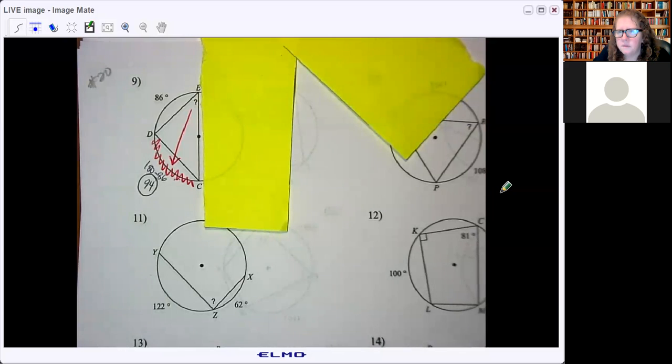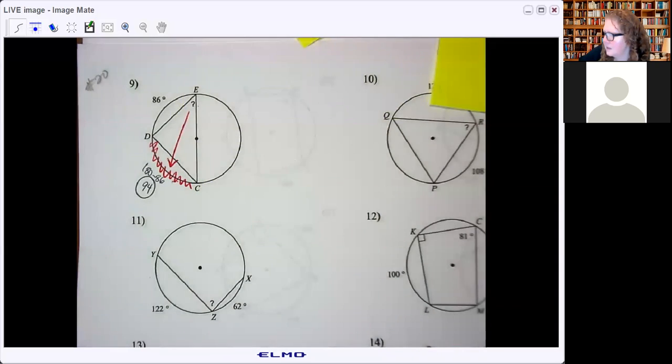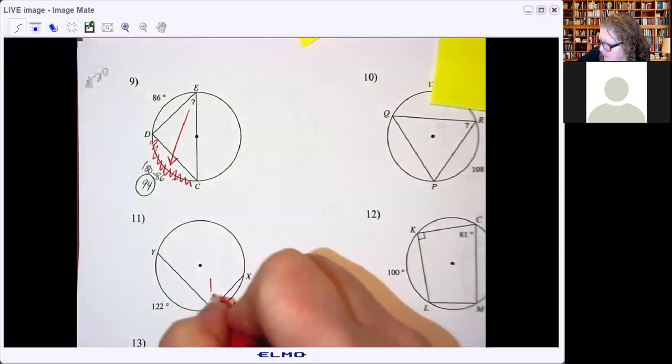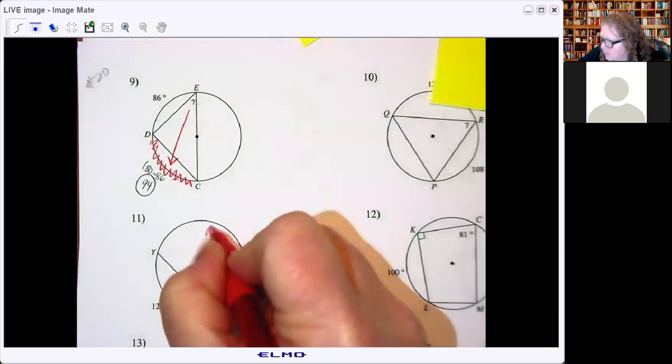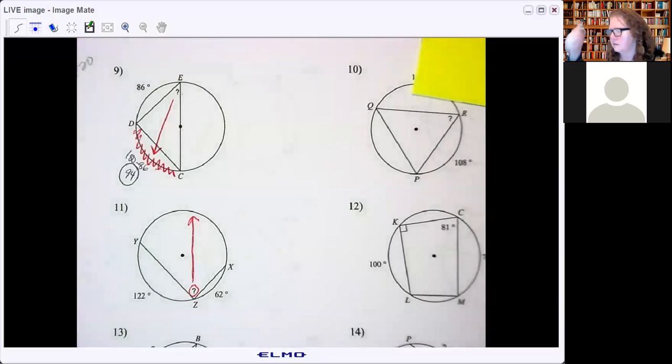So just marking off some people that are participating. It takes a little bit longer at the beginning, but it helps keep me on track. Okay, so let's do the next one. In order to find this angle, I need that arc. So put in the chat box the value of that arc.